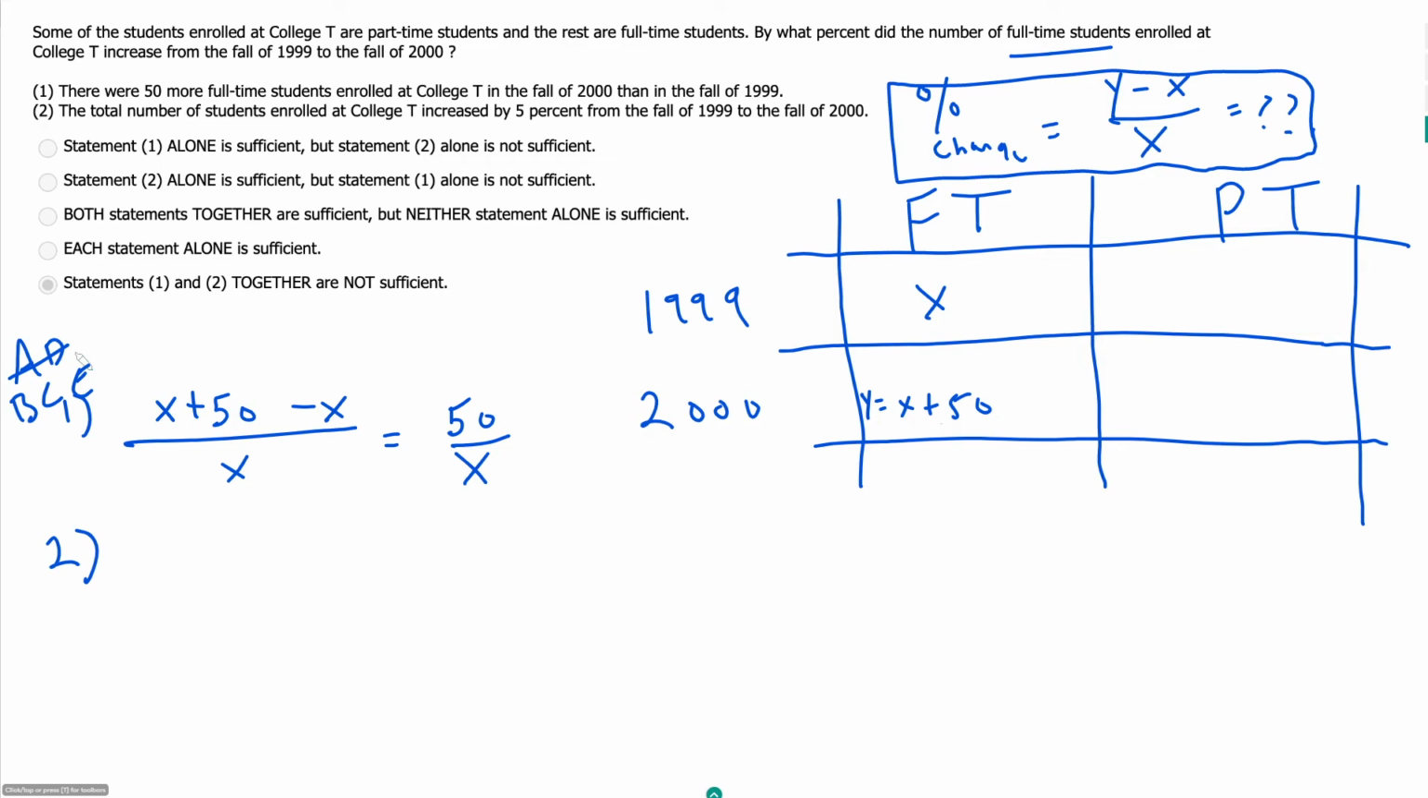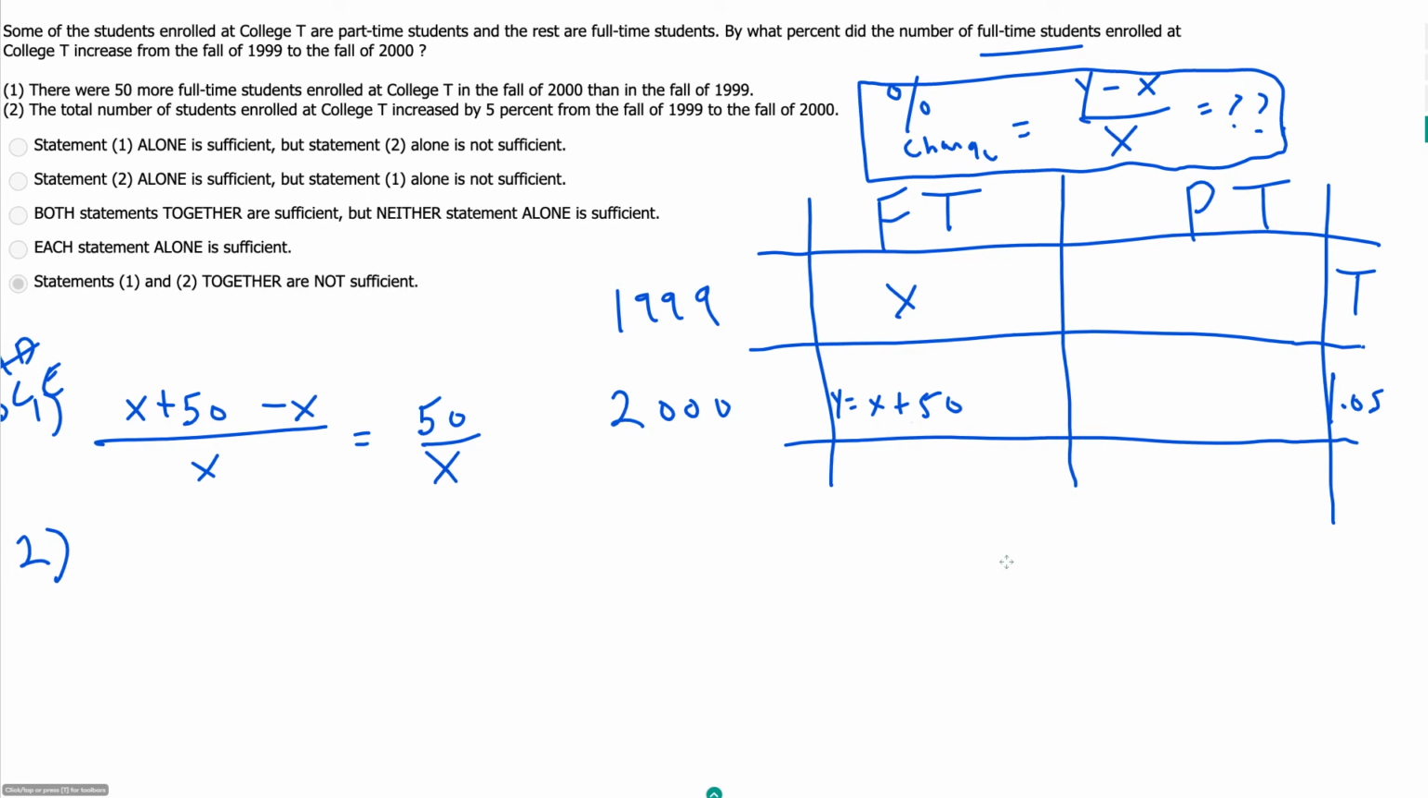Statement 2: the total number of students enrolled at College T increased by 5% from the fall of 1999 to the fall of 2000. And so our total students is just these two cells here for each of our years. So if we say in 1999 we had T total students, then a 5% increase would be 1.05 T.